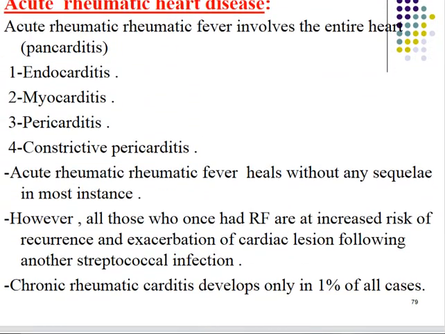Regarding acute rheumatic heart disease, acute rheumatic fever involves the entire heart, pancarditis, that is to say endocarditis, myocarditis, pericarditis, and constrictive pericarditis can be seen. Acute rheumatic fever heals without any sequelae in most instances. However, all those who once had rheumatic fever are at increased risk of recurrence and exacerbation of the cardiac lesion following another streptococcal infection. Chronic rheumatic carditis develops in only 1% of all cases of rheumatic fever.